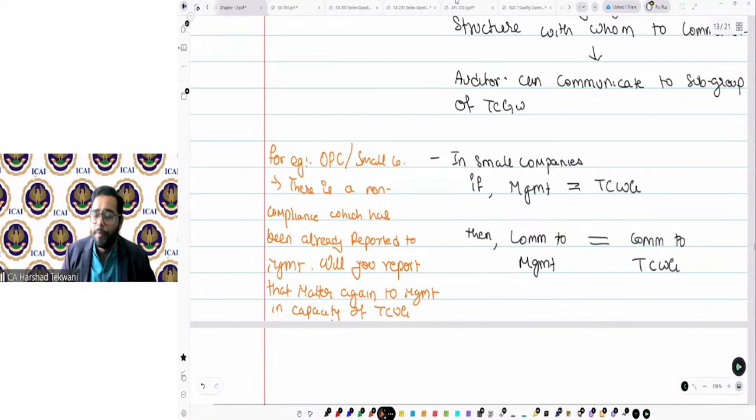So let's say, for example, there is a small company. There are two directors. Now, when you communicated the matter at the time of management, you communicated to only one director. But when you want to communicate to those charged with governance or the people who are responsible, at that time you need to make sure that both of the directors are aware of the matter. So all the responsible persons should be aware of the matter, whether it be management or those charged with governance. If you ensure that particular thing, then it is fine.